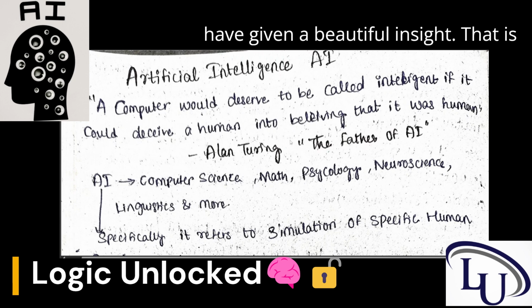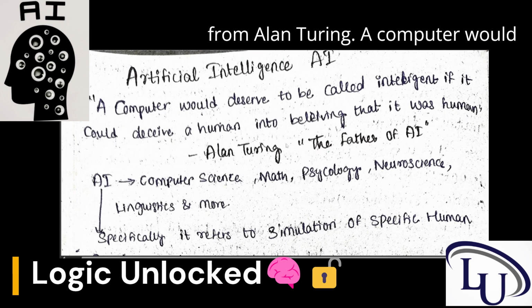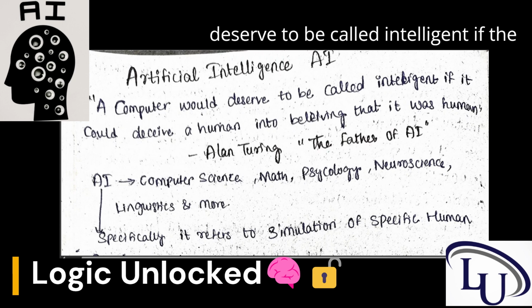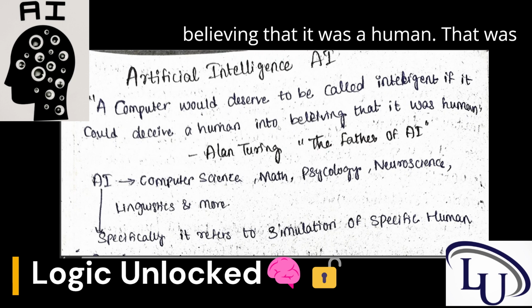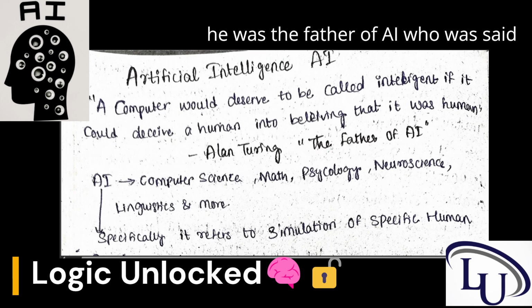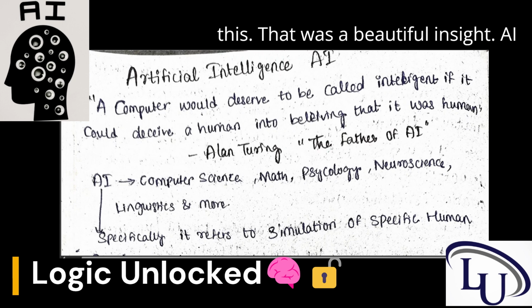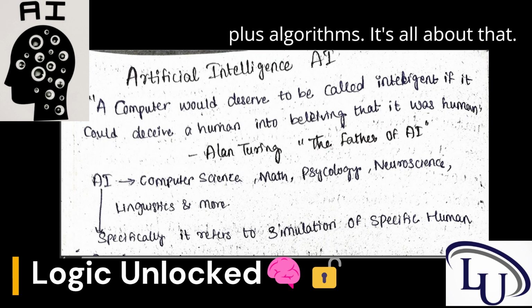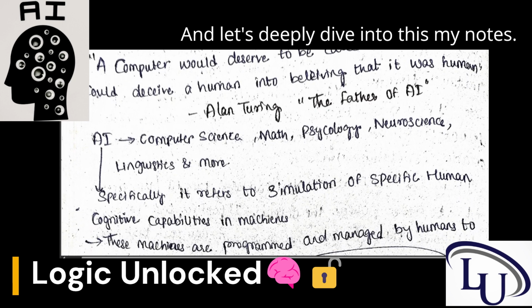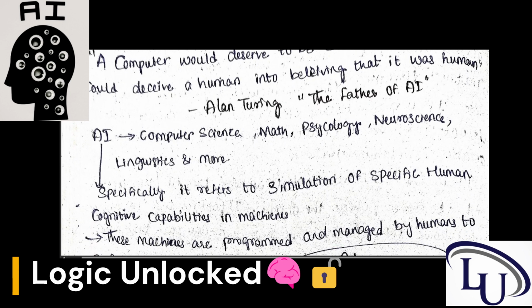They have given a beautiful insight from Alan Turing: a computer would deserve to be called intelligent if it could deceive a human into believing that it was a human. He was the father of AI who said this. That was a beautiful insight. AI is not magic. It's logic plus data plus algorithms. It's all about that. And let's deeply dive into my notes.